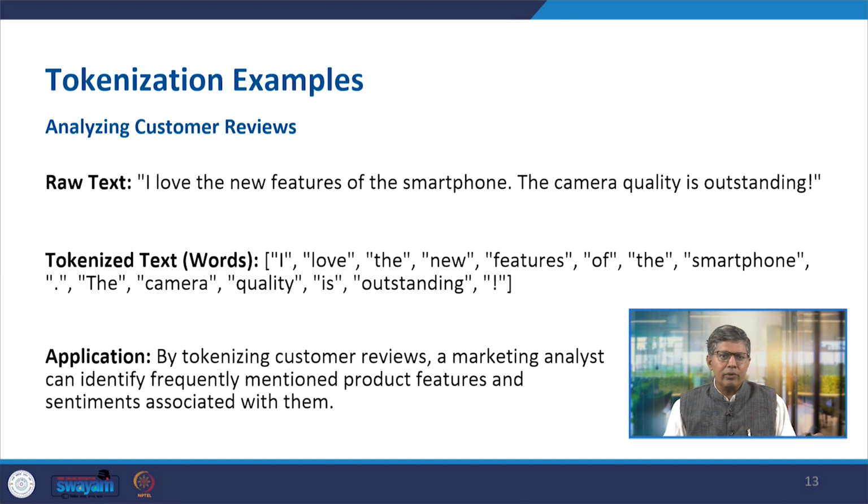For example, analyzing customer reviews. The raw text is, "I love the new features of the smartphone. The camera quality is outstanding!" This is a review somebody has given. What is the tokenized text? "I", "love", "the", "new", "features", "of", "the", "smartphone", all separated, then you have a dot as a full stop, which is also recorded. "The", "camera", "quality", "is", "outstanding", and then you have an exclamation mark. When it divides all this, it breaks it into different words. So, what is the application? By tokenizing the customer reviews, a marketing or business analyst can identify frequently mentioned product features and the sentiments associated with them. This will help you understand not only the sentiments, for example, negative or positive words being associated, but also the most important words which are more frequently mentioned by the customers.